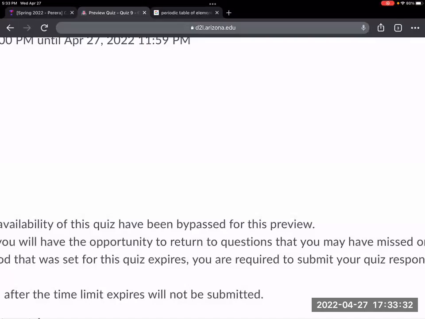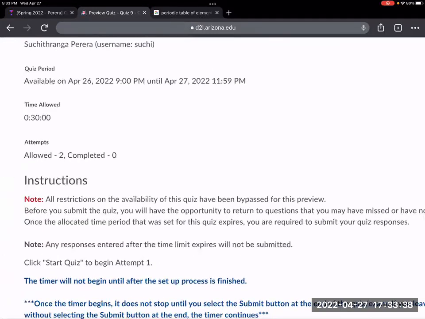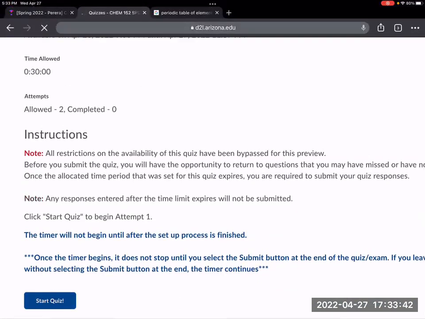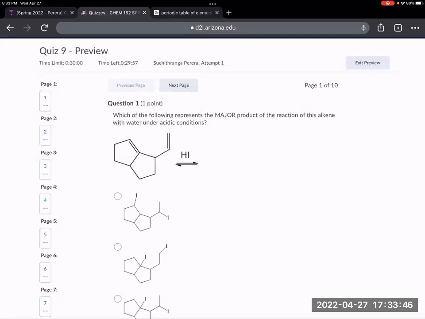Hello, everybody. In this video, we're going to go over some questions from substitution and addition reactions. Let's start with the first question. Which of the following represents the major product of the reaction of this alkene with water under acidic conditions? The major product will come from the most stable carbocation.